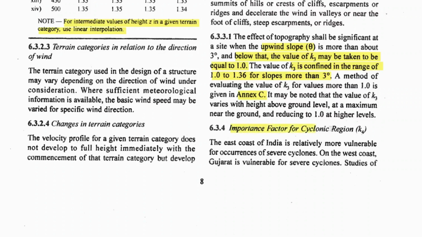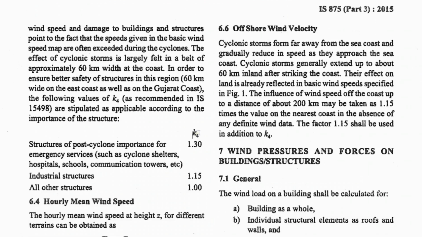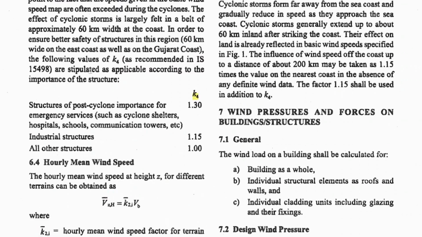Another factor is your importance factor for cyclonic region, K4. Here we find the value of K4 using this data. Basically, it depends on the structure utility. If it is a public structure, more precisely a cyclonic shelter, hospital, school, or communication tower, then we are going to consider K4 as 1.30. If it is an industrial structure, then K4 will be equal to 1.15, and for all other structures K4 is equal to 1.